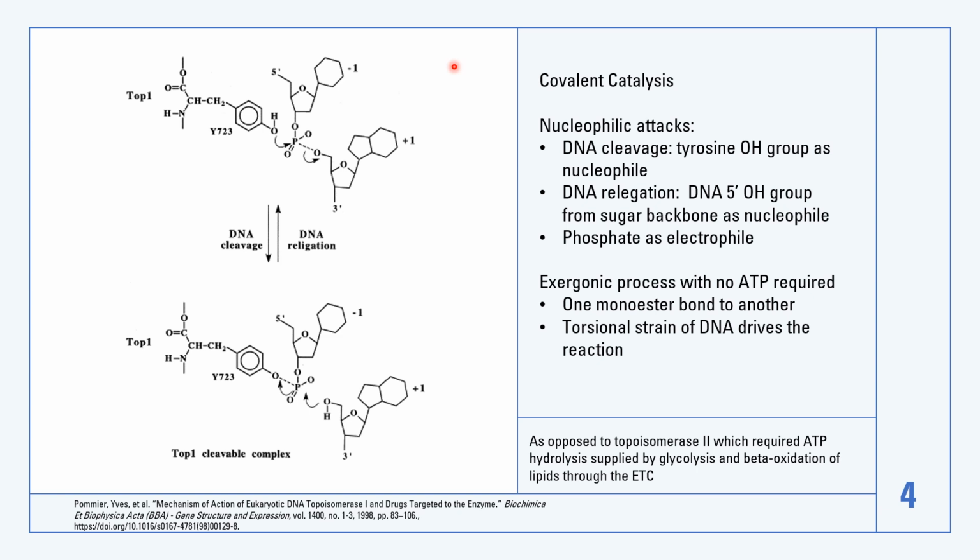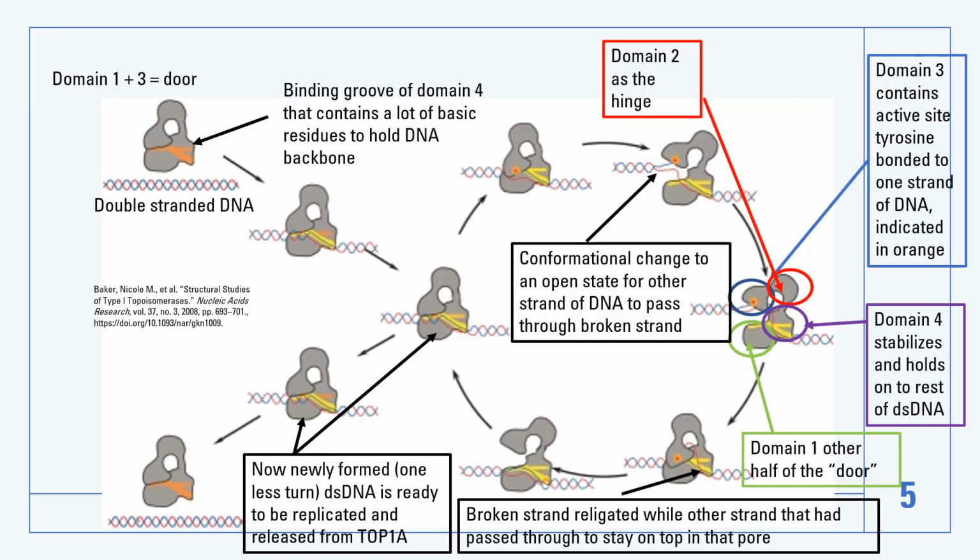We also notice no ATP hydrolysis being coupled, as opposed to topoisomerase 2, which requires additional ATP from pathways such as glycolysis and beta oxidation of fatty acids that follow through the electron transport chain to produce ATP. Instead, torsional strain of DNA itself drives the reaction, as the only structural changes are from one monoester bond to another.